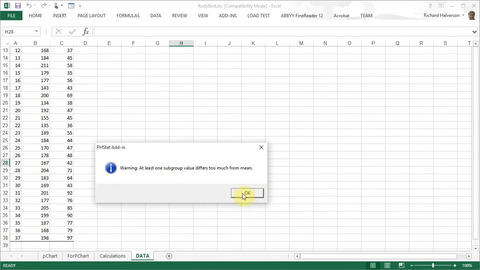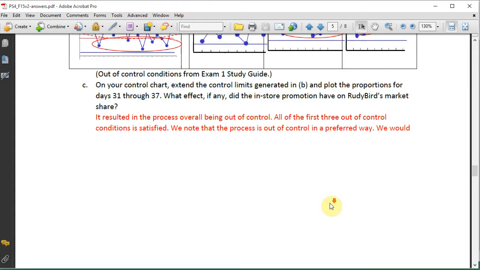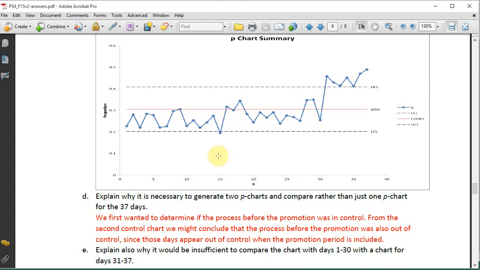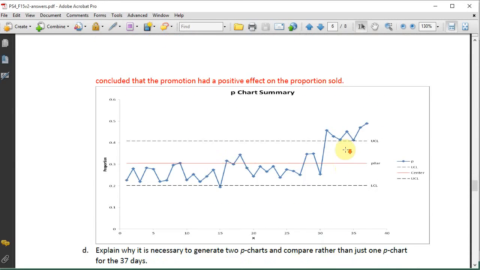And this is just indicating that it looks like there is something out of control. And it looks like this. And we see that there's a lot of problems with this chart. It looks like this, and it resulted in the process overall being out of control. All of the first three out of control conditions are satisfied. Only one needs to be, but we also notice that it's out of control in what we might say is a preferred way.